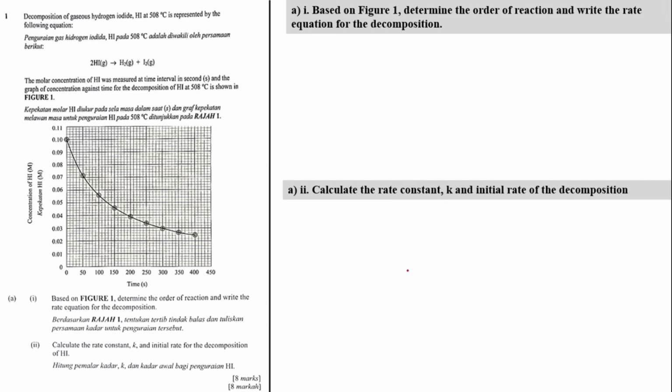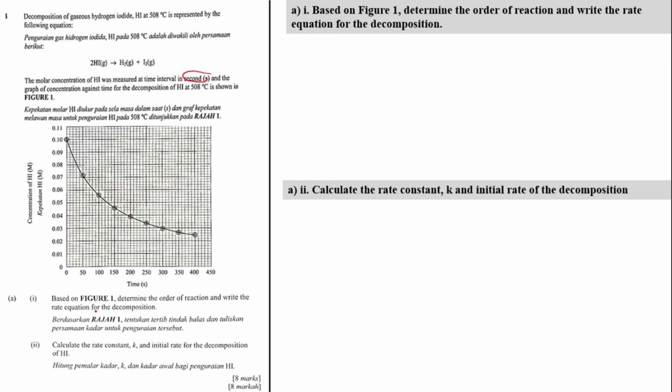So for question number 1, the decomposition of gaseous hydrogen iodide, HI, at 508 degrees Celsius is represented by the following equation. So two HI gases will be decomposed into hydrogen gas as well as iodine gas. So the molar concentration of HI was measured at time intervals in seconds. And the graph of concentration against time for the decomposition of HI at 500 degrees Celsius is shown in figure 1.